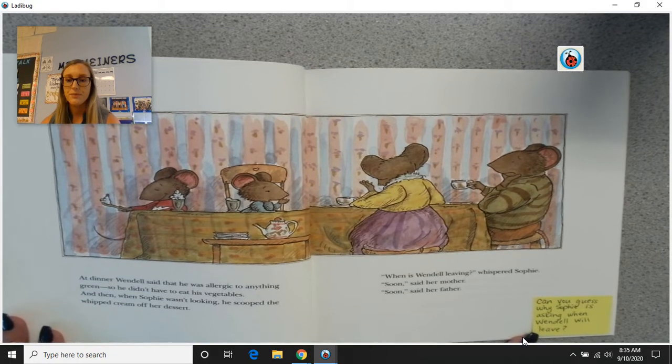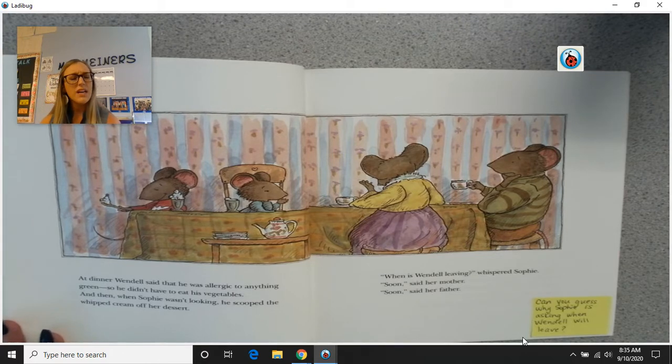Got another question here. Can you guess why Sophie is asking when Wendell will leave? Take some think time. Why do you think Sophie is saying, "When is he leaving?"